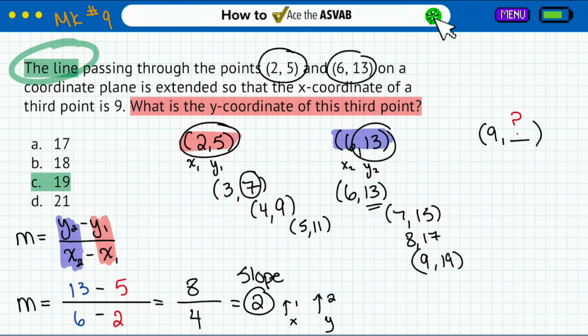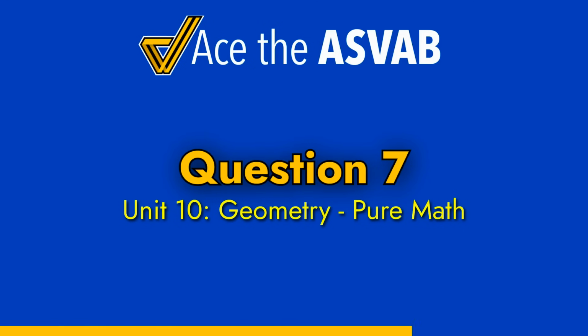But again, if you want to practice more here, again, Unit 9, Math Knowledge. Let's get on to the next one.